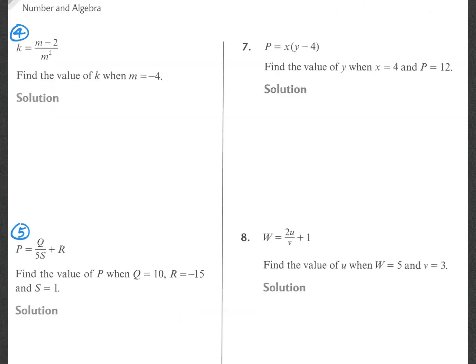Next, we come to take a look at some questions on substitution in the formula. Let's look at number 4 first. It tells you when m is minus 4, you want to find the value of k.